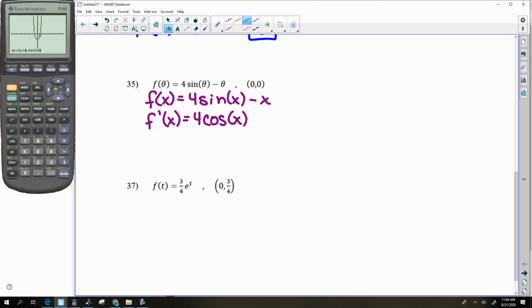So here we go. The derivative of this x is 1. So the derivative should be 4 cosine of x minus 1. So what is that at 0? That would be 4 cosine of 0 minus 1.